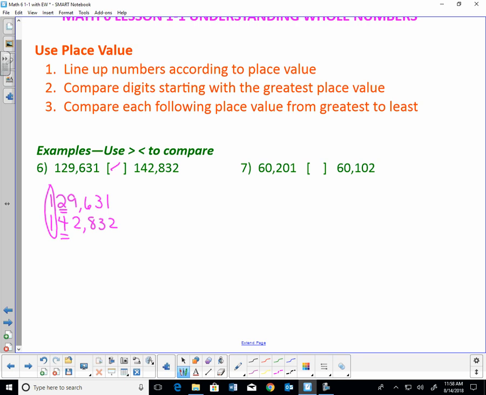If I look at 60,201, 60,102, they both have a 6 in the first place, they both have a 0 in the second place. In the third place value, I have a 2 here and a 1 here. Well, 2 is larger than 1, so 60,201 is larger than 60,102.